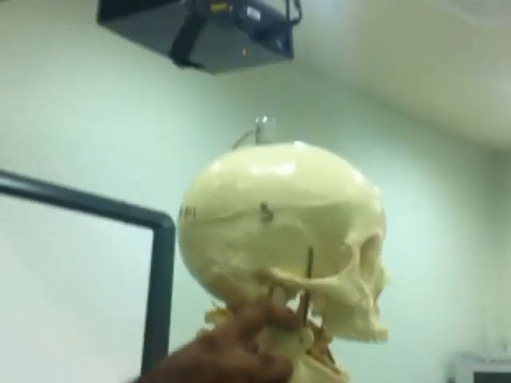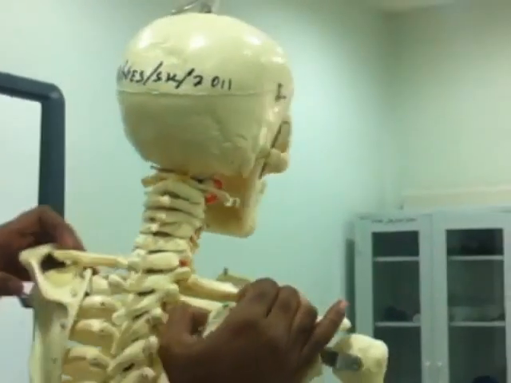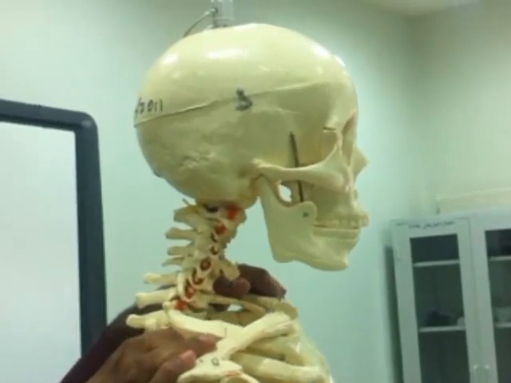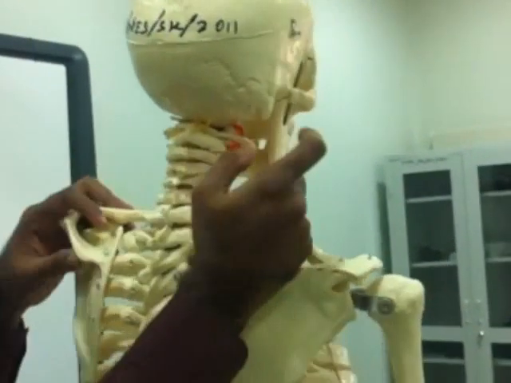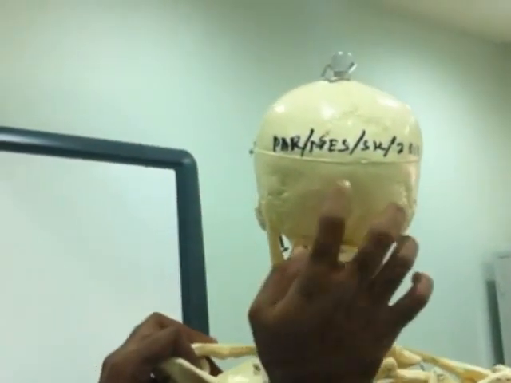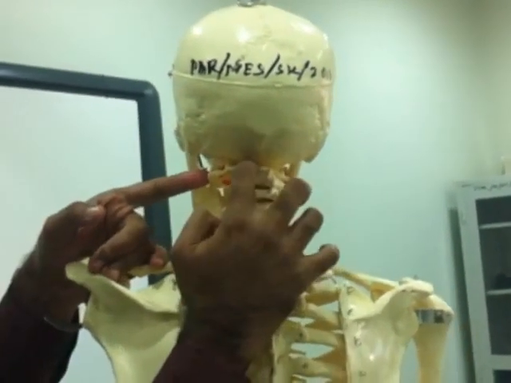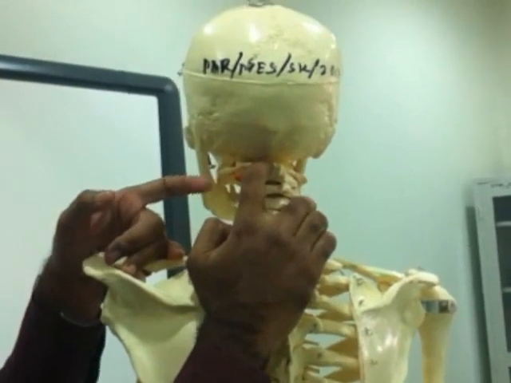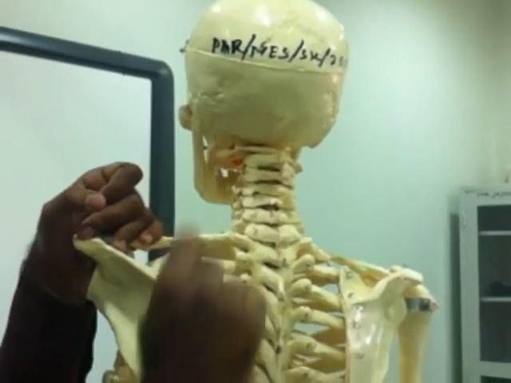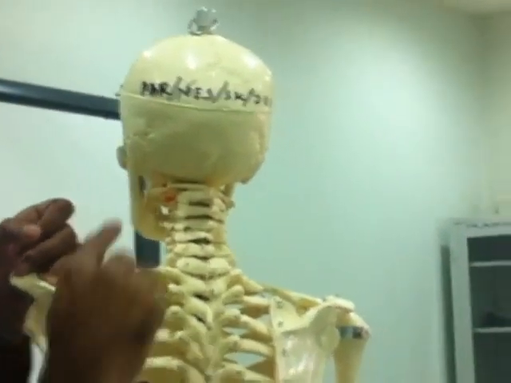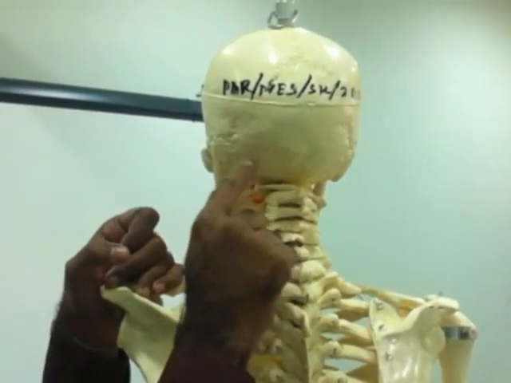So you can see opening and closing of the mouth, at the temporomandibular joint. We have two joints for opening. Next, what is the name of this bone? Occipital bone. So the joint between this occipital bone and the first cervical vertebra is called the atlanto-occipital joint, because the first cervical vertebra is called the atlas. So we call it the atlanto-occipital joint, the joint between atlas and occiput.